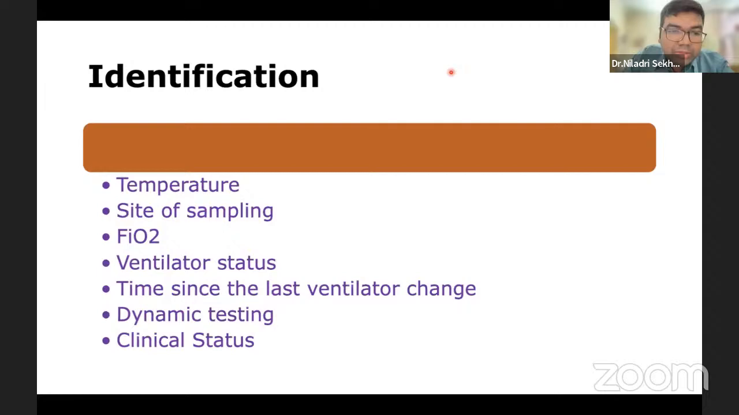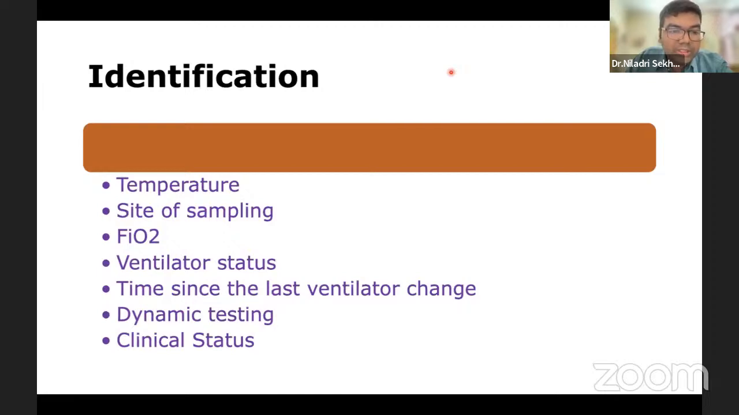Then ventilator status: whether the patient is in spontaneous respiration or in an intubated state. Time since the last ventilator change. That means if you are changing any settings, at least 15 to 30 minutes has to be given for a steady state to be maintained. After that only you should repeat a blood gas.